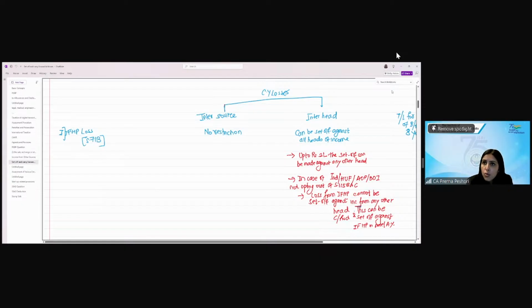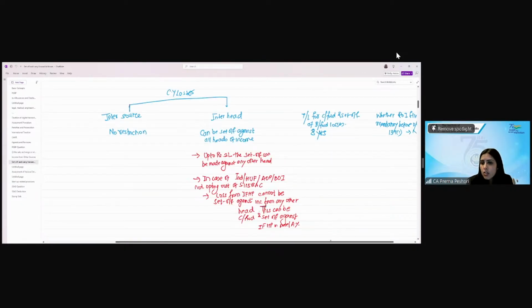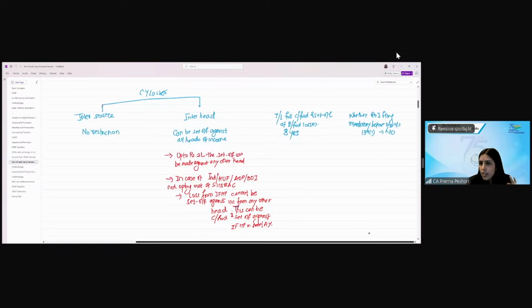And the time limit to carry it forward is 8 years. You can carry forward for the 8 years only when you file the return of income under 139(1). Sorry, the return filing before 139(1) is not mandatory even to claim this loss. Which ITR is required for set off and carry forward of losses? ITR 2. Debrata, ITR 2.